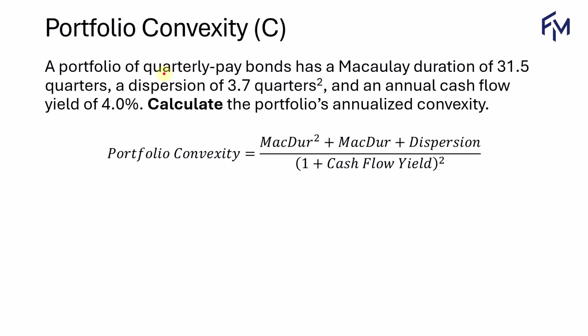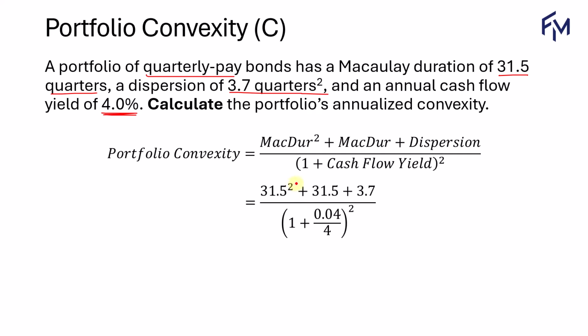In another example, what if the portfolio consists of quarterly pay bonds and the Macaulay duration is 31.5 quarters, the dispersion is 3.7 quarters squared, and the annual cash flow yield is 4%. So using the formula, we will substitute the numbers again as it is in quarters because it's quarterly pay bonds. So we'll have 31.5 squared plus 31.5 plus 3.7. Then we'll divide by 1 plus the cash flow yield per quarter, which is 4% per year, divided by 4 quarters. So that's 1% per quarter. And then we square it.